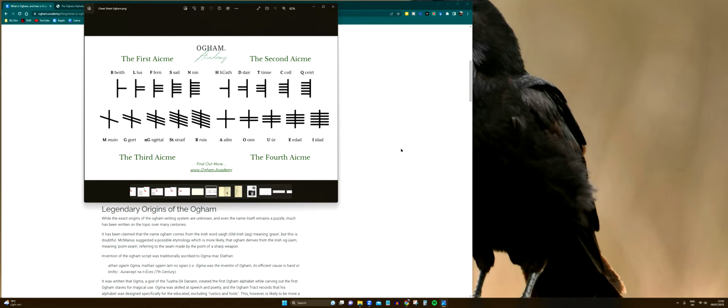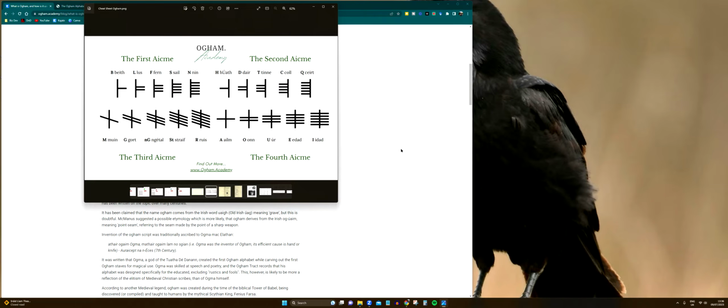It has been claimed that the name Ogham comes from the Old Irish ua, or the Old Irish version of it would be uag, meaning grave, but this is doubtful. McManus suggests a possible etymology which is more likely, that Ogham derives from the Irish og uam, meaning point seam, referring to the seam made by the point of a sharp weapon, as it was inscribed on stone.